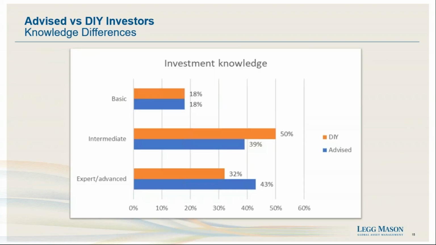This slide just shows you some of that data in a chart format, from a knowledge difference. This is a point I made about being self-assessed. So advised investors tend to see themselves as having more expert or advanced knowledge.